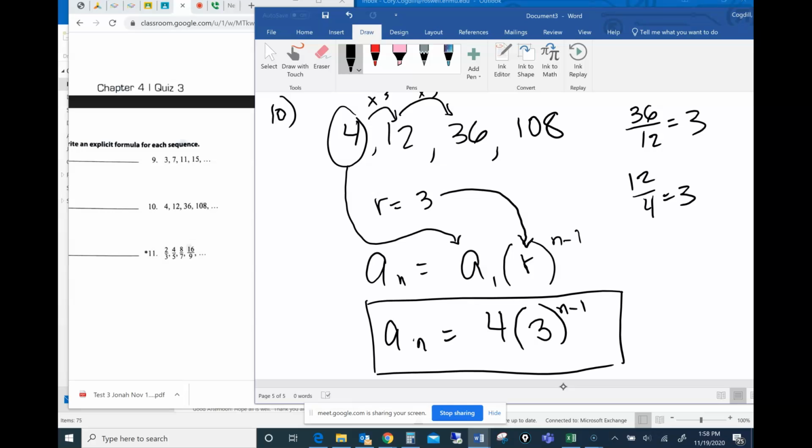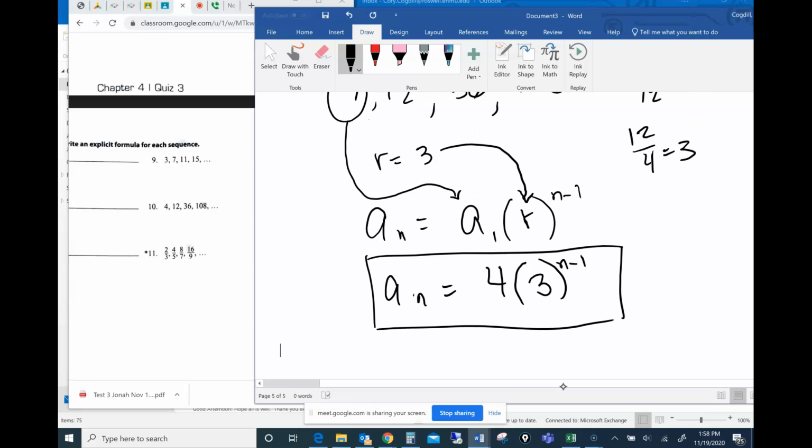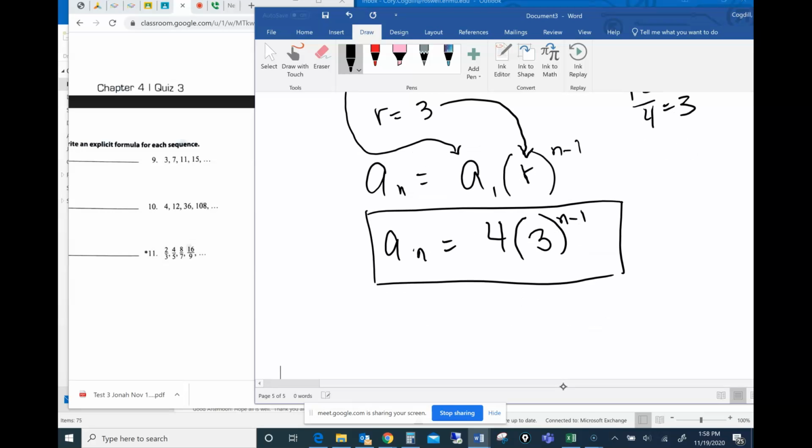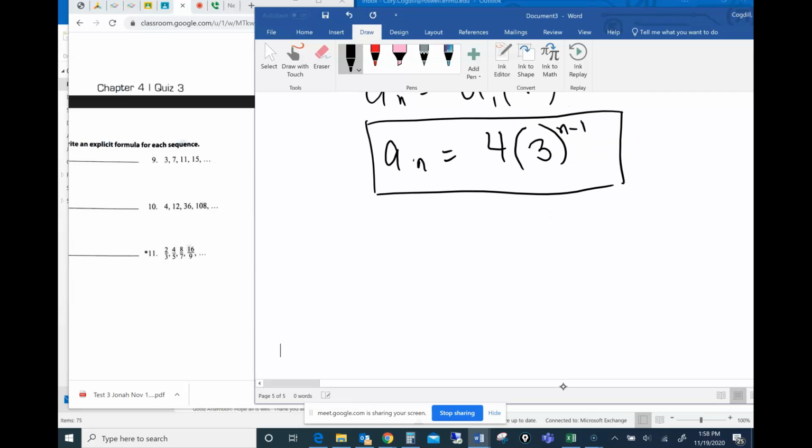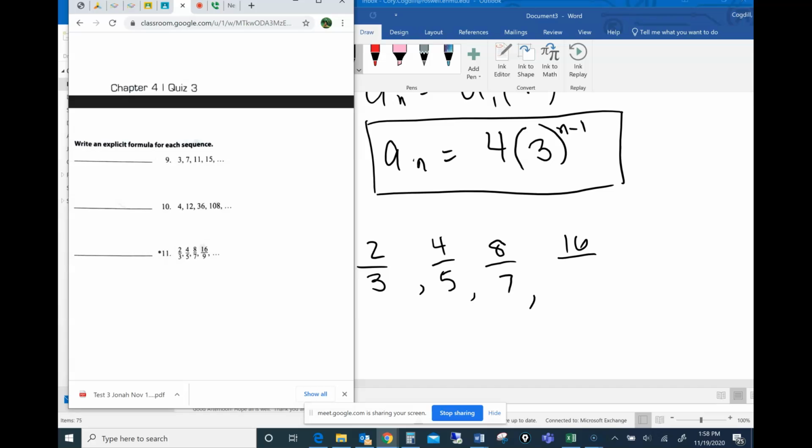Okay, now on this last one, hopefully you guys had a chance to write that down. Let's see if we can work together and figure it out. Let's take the top numbers and separate them from the bottom numbers. See if we can find a pattern on the top and a different pattern on the bottom. So again, we're asked to find the explicit formula for each.